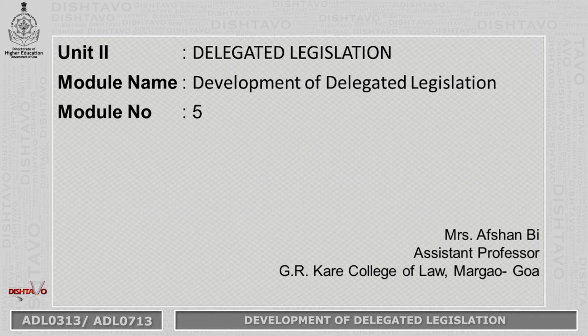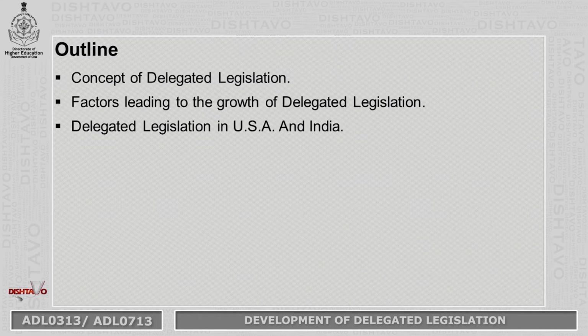Today the topic for discussion is under Unit 2, which speaks about delegated legislation, and the module name is Development of Delegated Legislation under module number 5. Myself, Afshan B, Assistant Professor at GR Kare College of Law, Margaon, Goa.